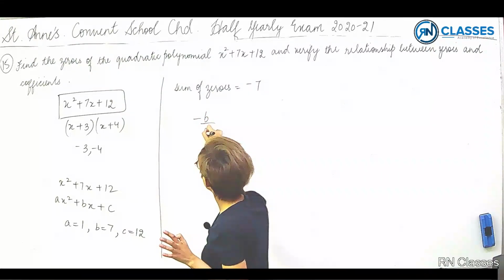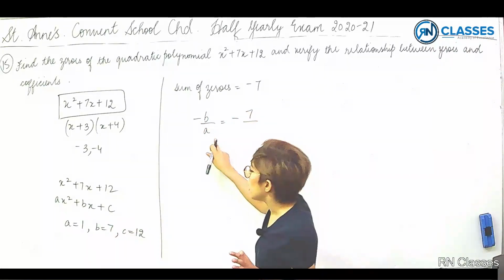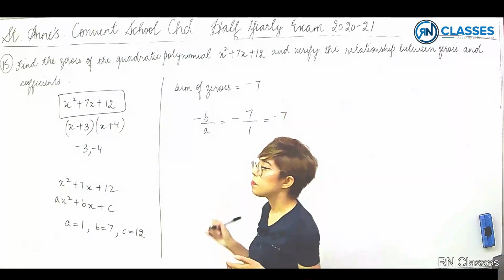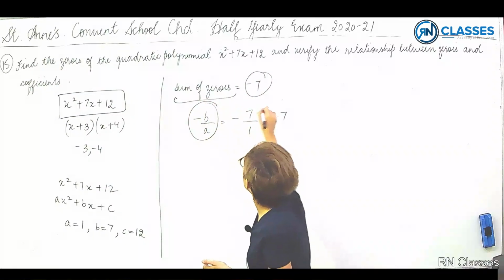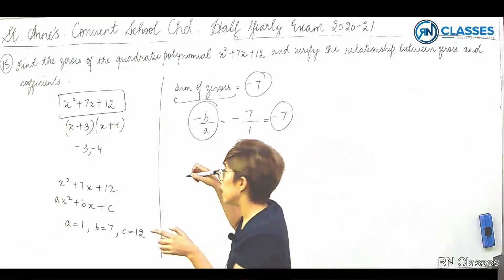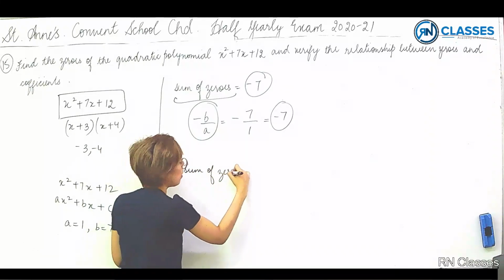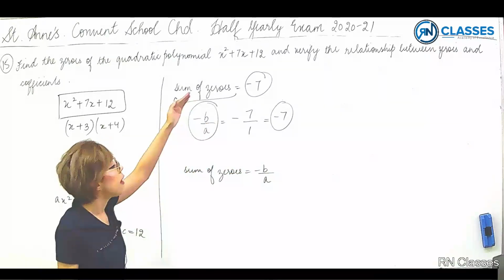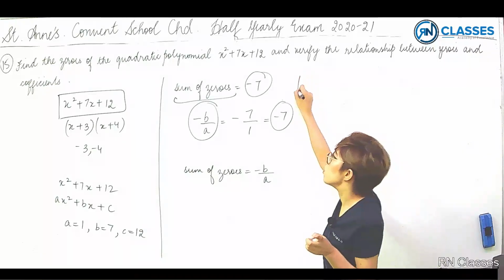Minus b by a is equal to minus b is 7, whole divided by a, that is 1, which is definitely equal to minus 7. So sum of zeros and minus b by a, they're actually equal. Right? From here you have verified that sum of zeros is equal to minus b by a. You verified one of the relationships. Now you need to verify the product of zeros relationship.